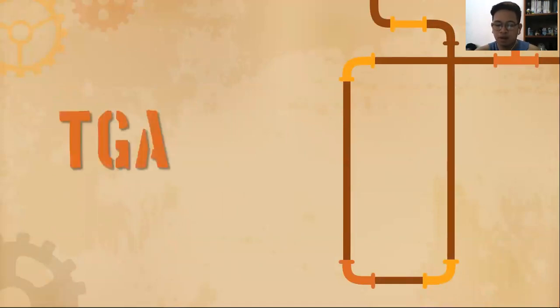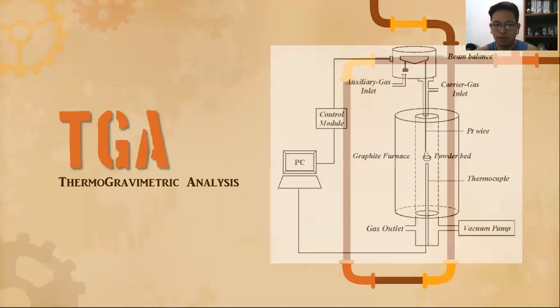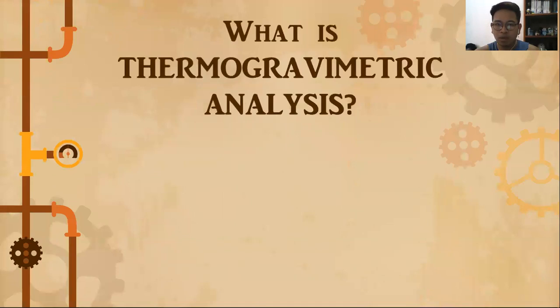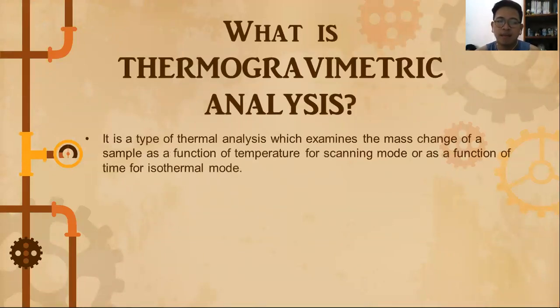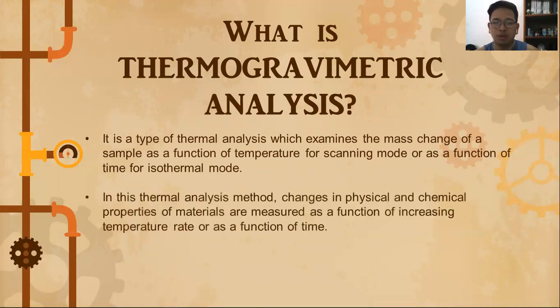Now, we have the TGA or thermogravimetric analysis. What is thermogravimetric analysis? It is a type of thermal analysis which examines the mass change of a sample as a function of temperature for scanning mode or as a function of time for isothermal mode. In this method, changes in physical and chemical properties of materials are measured as a function of increasing temperature rate or time.